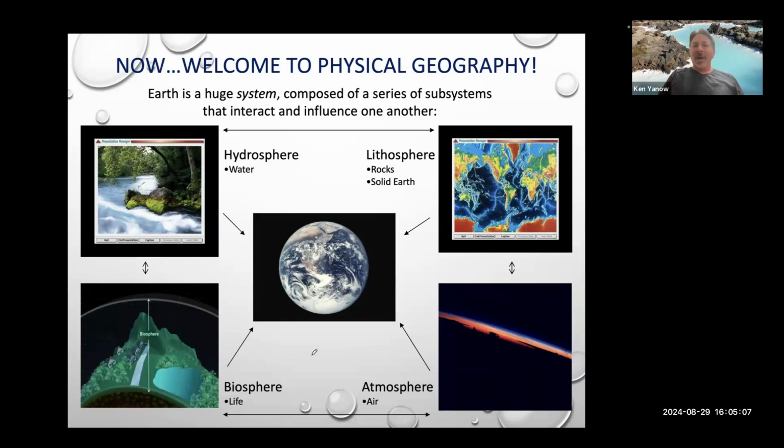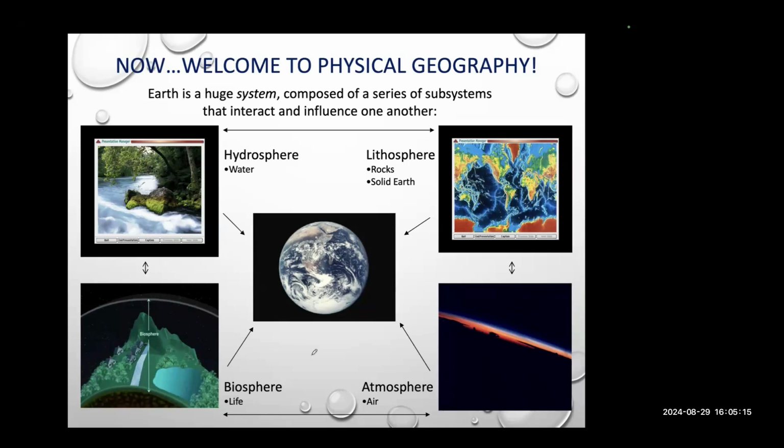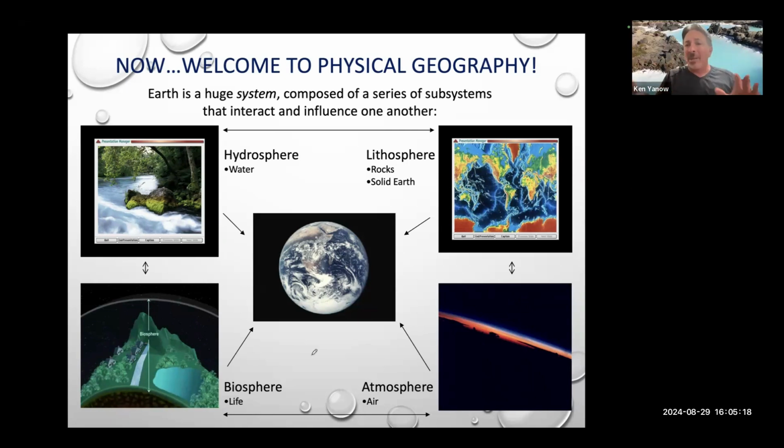Physical geography itself is really the study of the physical forces that help shape the environment. And when we take a look at Earth, Earth is a huge system composed of a series of subsystems that interact and influence one another. So we can start, for example, with the hydrosphere. The hydrosphere has everything to do with water, H2O. But it's not just the water in rivers and streams and ice. It's also water in the atmosphere. And the atmosphere here is everything to do with air. So what's in the air?